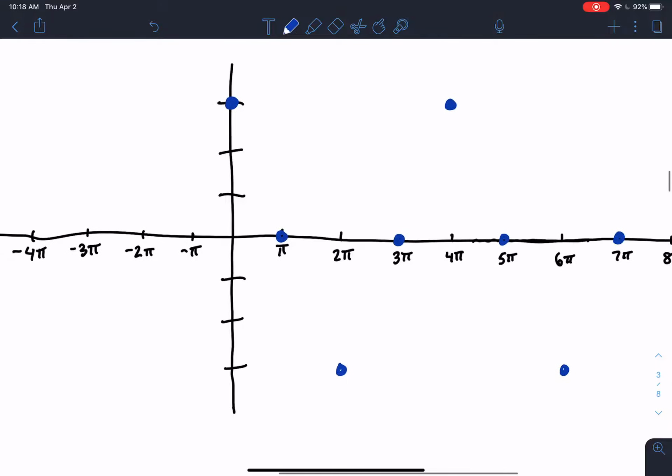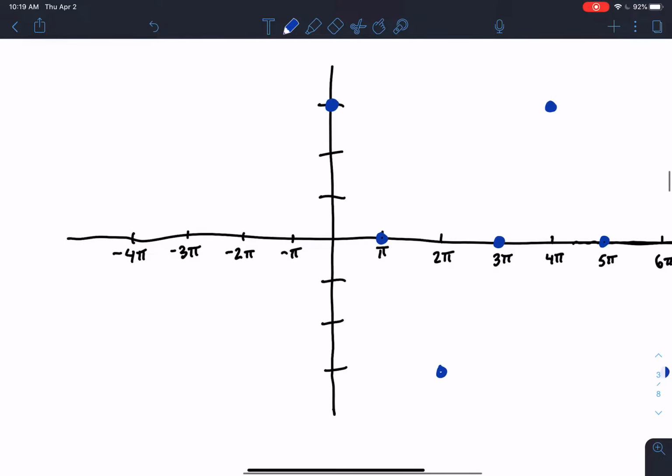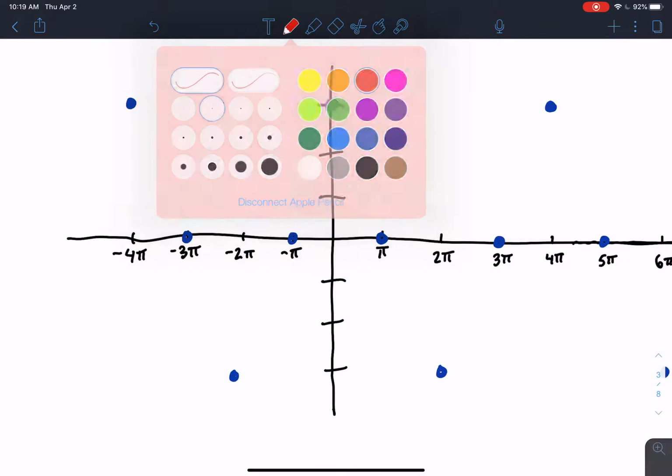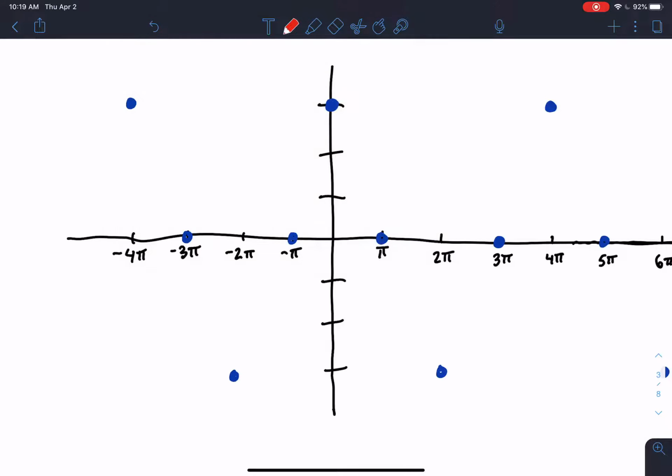Okay, and then you just go in the opposite direction. So you have high, axis, low, axis, high. And then you just draw your curve. Okay. So you come down.